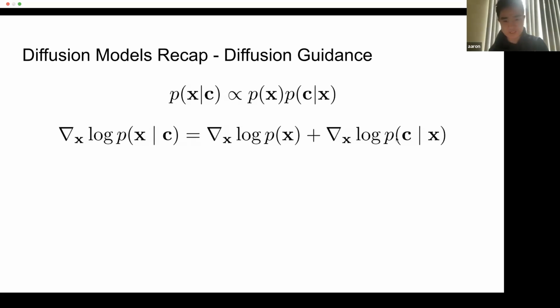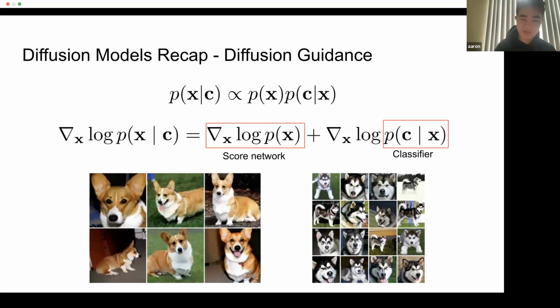We can take a score of the classifier. We have the score network, the ground truth score network, and a learned classifier. By applying this, we can effectively force our samples to be closer to our given class. This allows us a good deal of controllability over the score network of our generative model, so we can generate pictures of dogs or huskies as given here, which is useful in practice.